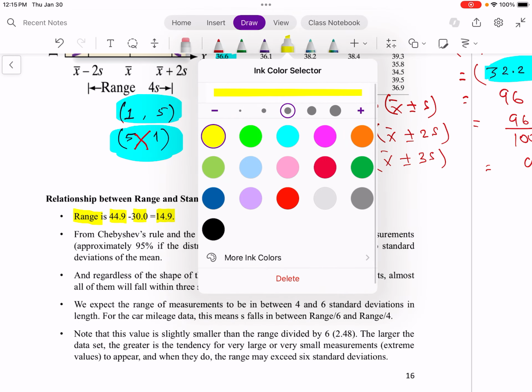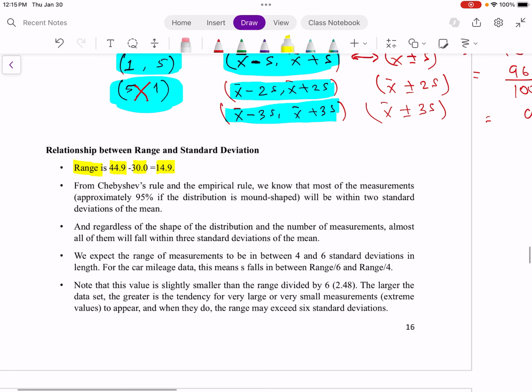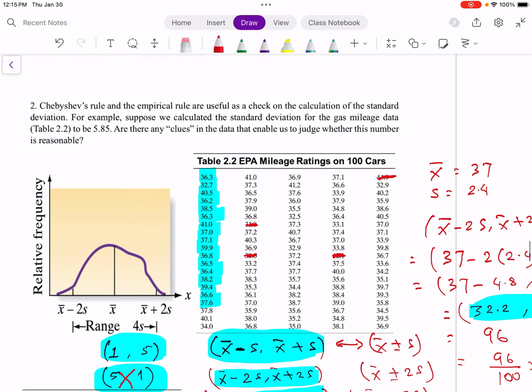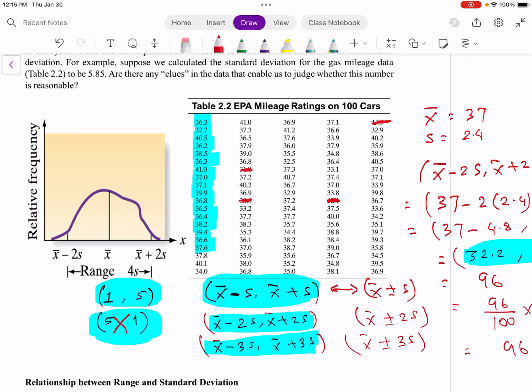So the next thing, I want to add one more here. We can use the range to approximate the standard deviation of our data set. Now, it's easier for us to find the range instead of the standard deviation, right? For example, if you are asked to find the standard deviation for these 100 measurements without using a calculator, it's going to be tough. I mean, it's not tough, but it's going to take time, right? So whenever we have a large set of measurements, we can use the range to approximate the standard deviation. We may not get the exact standard deviation, but we can use that approximation.